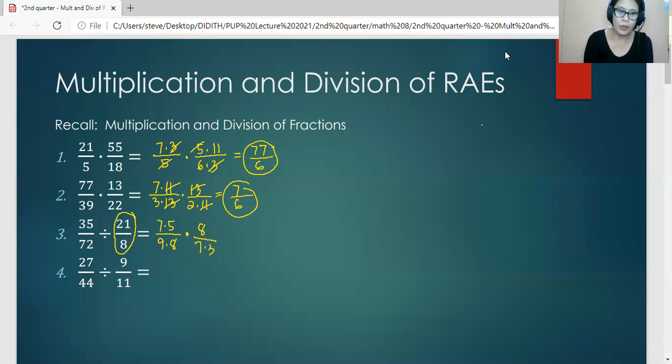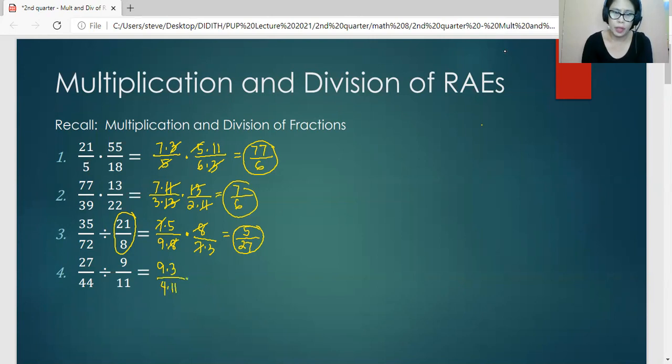And then cancel the common factor. So cancel this 8 and then 7. Then multiply the remaining expressions, numerator to numerator, denominator to denominator. So we have 5 all over the product of 9 and 3, which is 27 there. And then again, we'll write the factors of 27. So it's 9 and 3 all over the factors of 44. We have 4 and 11.